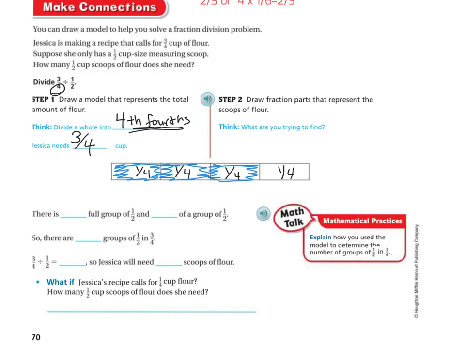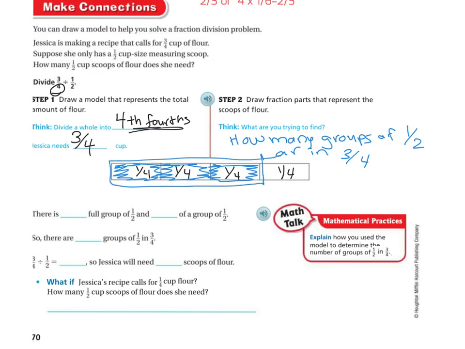Step 2 says, draw a fraction part that represents the scoop of flour. So what are we trying to find out? We're trying to find out how many groups of 1/2 are in 3/4. So there's my 3/4. I'm going to go ahead and put my halves, and you have your own fraction tiles. Let me do this in a different color. Here's 1/2, 1/2, and here's another half, because if I had my whole bar tile, this would be 1 whole.